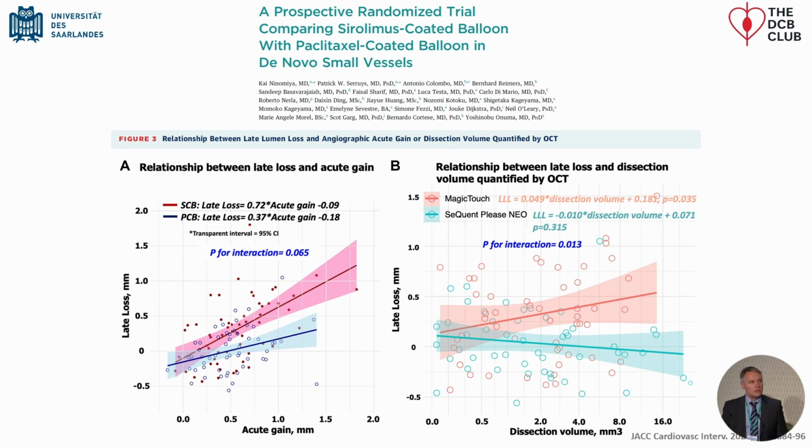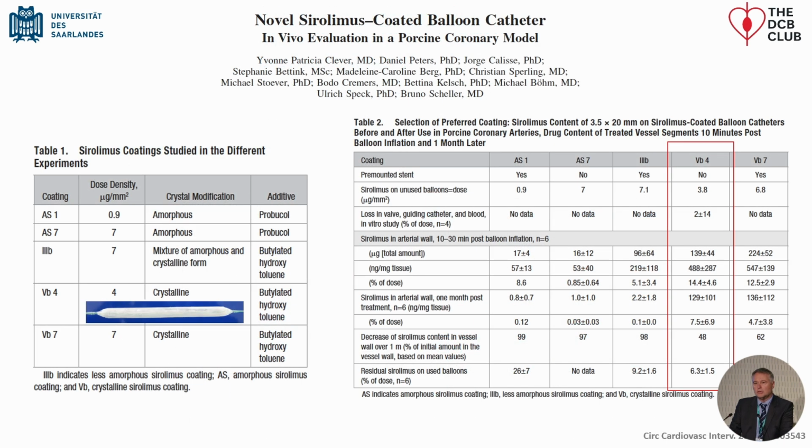Another interesting thing to see was, Patrick has shown TRANSFORM 1 already before, that the SeQuent Please, this initial coating, is still the standard. Most of the trials that compare DCB, which is other, use the SeQuent Please as the control group, and this was also the case here in TRANSFORM 1. And what you can nicely see is that here with this coating, with higher dissection grade, you have a reduction in late lumen loss, which was not the case here with the sirolimus-coated balloon.